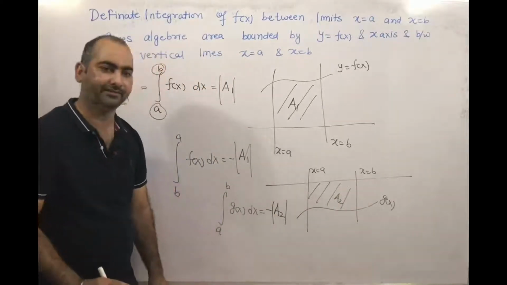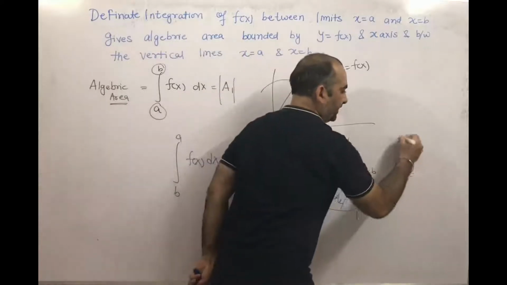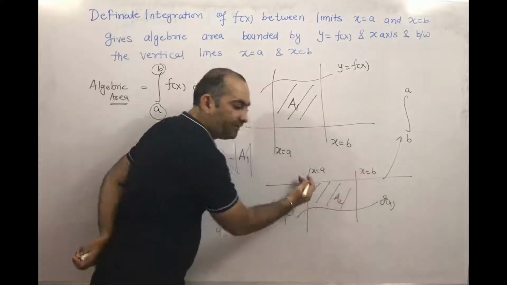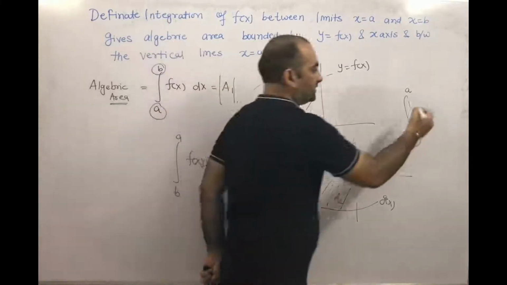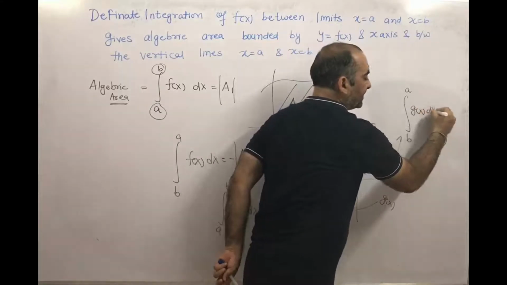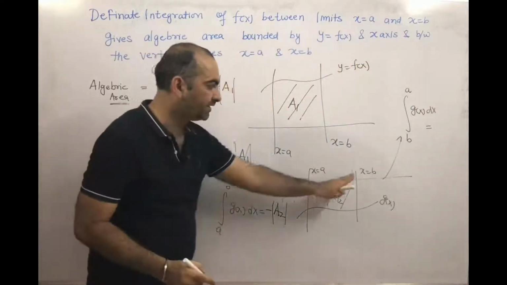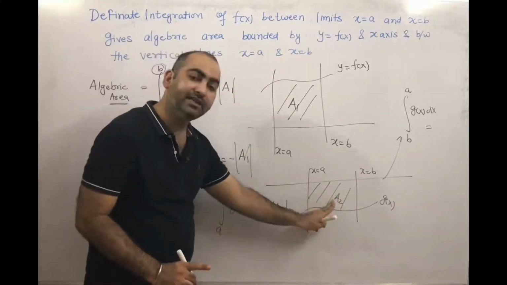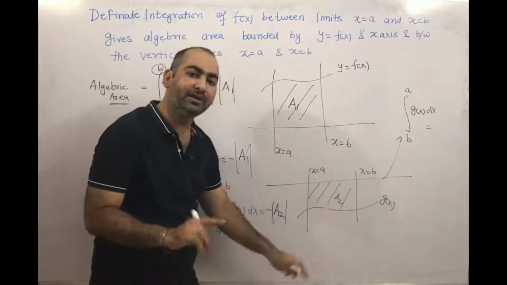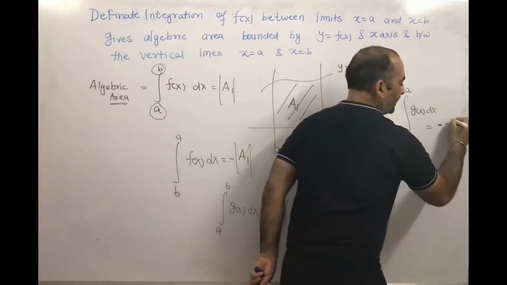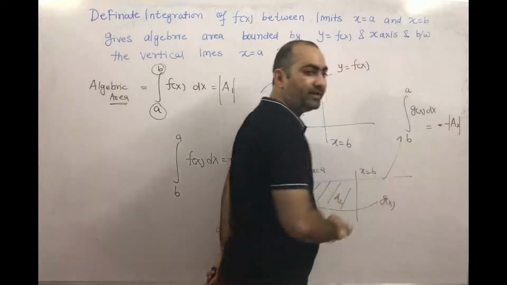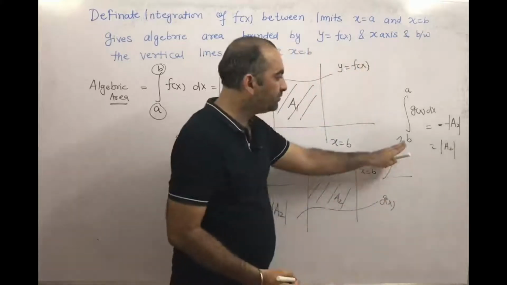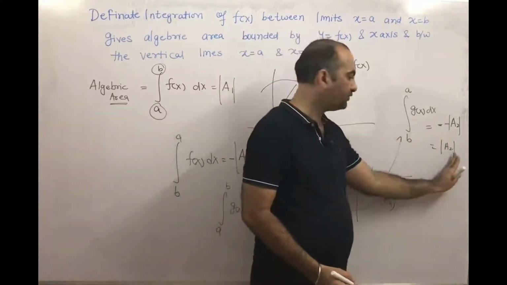But if I change the limit for this one, integration of b to a g(x) dx, that means we are taking limit from right to left. So what will the area be? Because of limit taken from right to left, one more minus will come, and this area is below x-axis, so one more minus will come. So minus of minus A2 will come. This minus of minus cancels. So A2 will come. So integration of b to a, modulus of A2, positive will come.